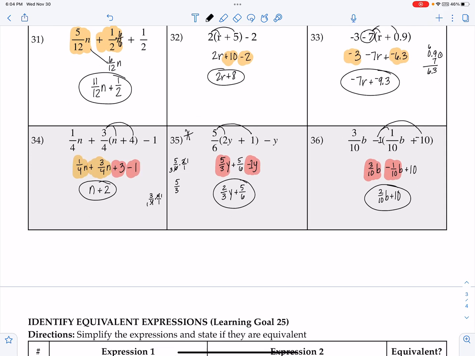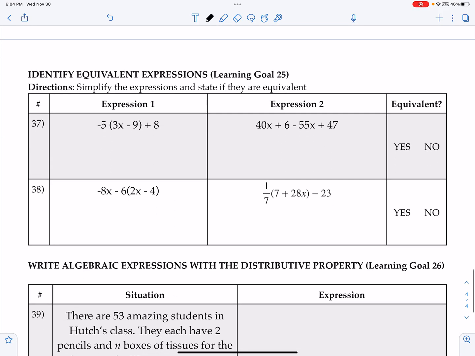All right, so that's simplifying. Let's go ahead and move on to page 4. Okay, so page 4, identifying equivalent expressions. So we're looking at expression 1 compared to expression 2. Okay, so let's go ahead. We have to solve these out.